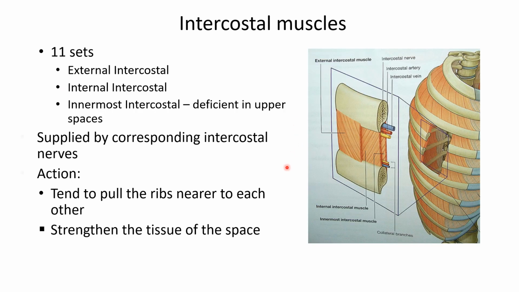There are 11 sets of intercostal muscles. From superficial to deep, they are the external intercostal, internal intercostal and innermost intercostal. The innermost intercostal is deficient in upper spaces. The intercostal muscles are supplied by the corresponding intercostal nerves. The action of these intercostal muscles is to pull the ribs nearer to each other and to strengthen the tissue in the intercostal space.